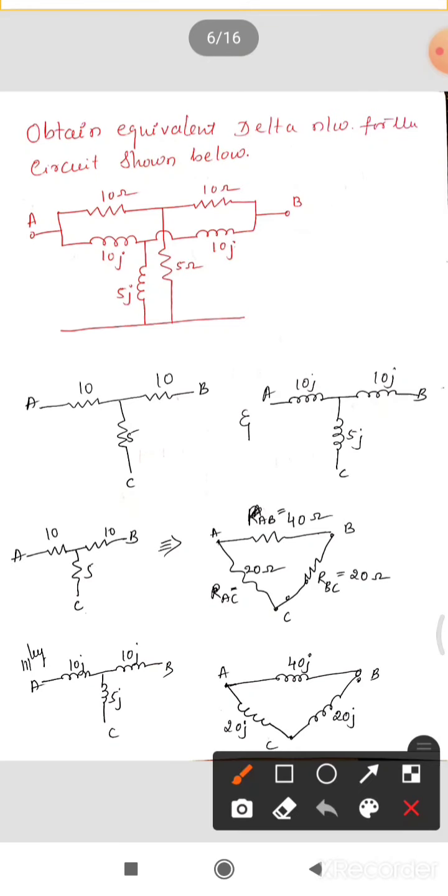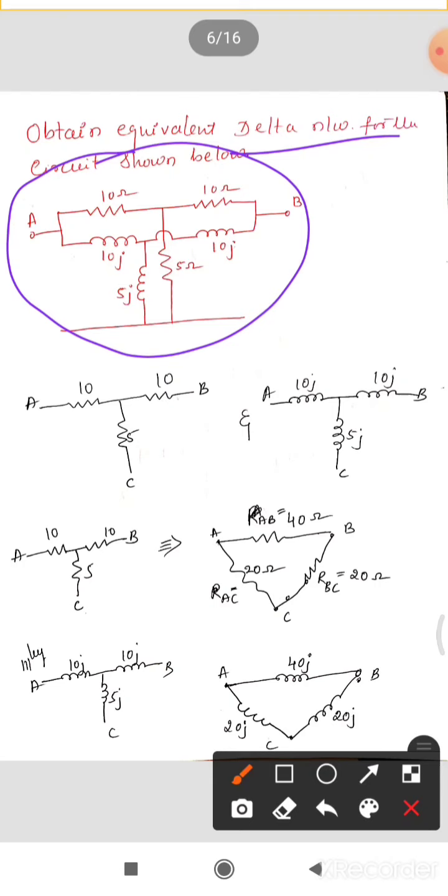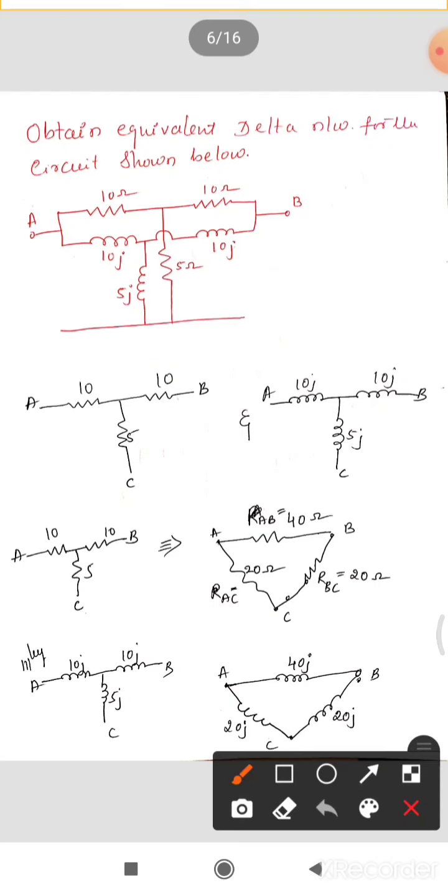We'll apply the star delta technique on this AC circuit. They have given that for the circuit shown below, this has to be converted into a delta network. Obtain the equivalent delta network for the circuit shown below. Whatever circuit they have given, we have to get it as a delta connected circuit.